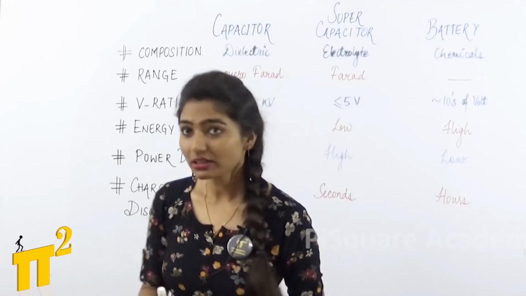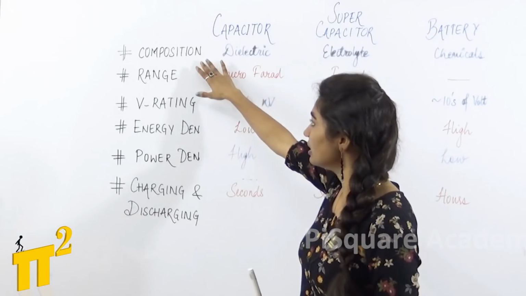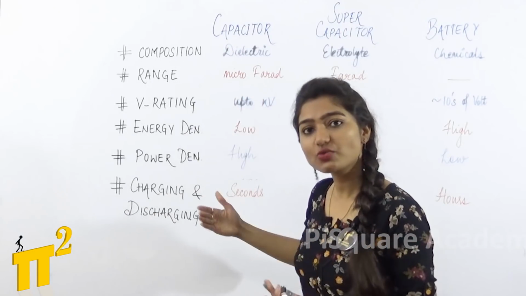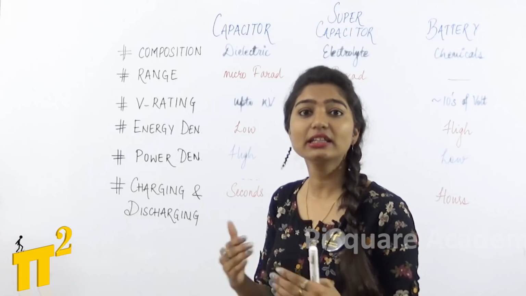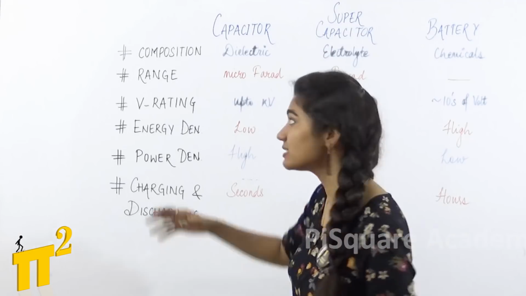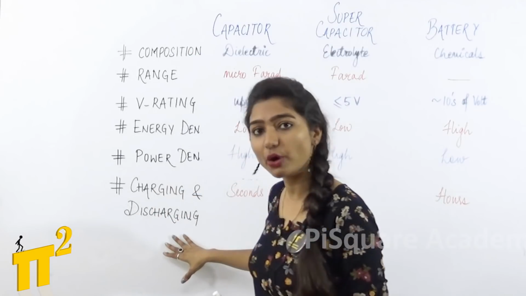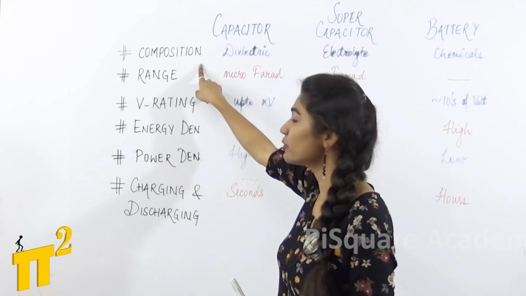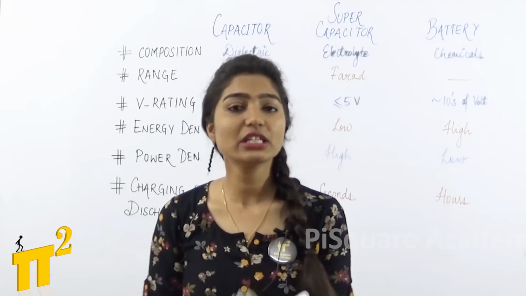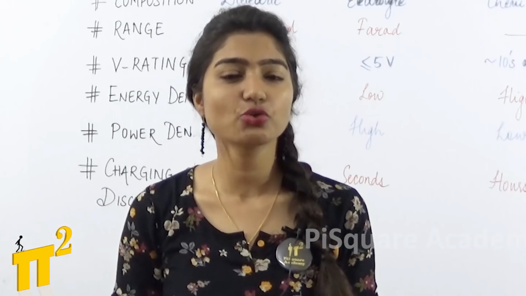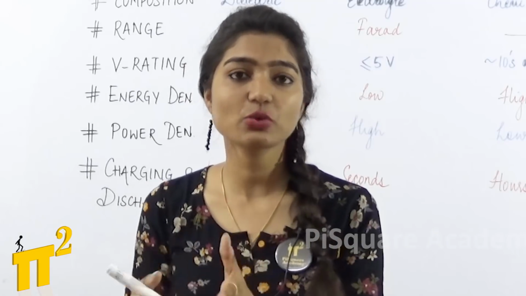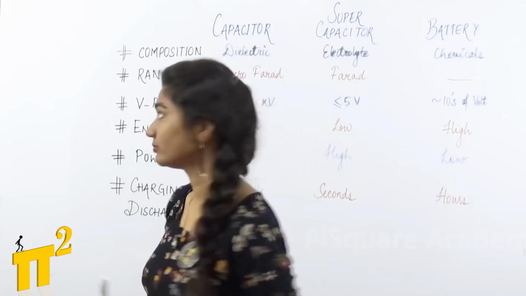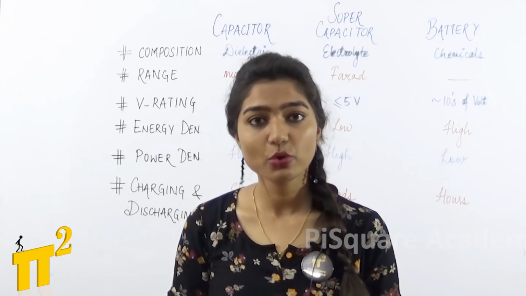To start with, I have listed down 6 major points on which we will be describing the entire analysis, or basically we will be understanding the major differences and similarities based on 6 different points. The first one being the composition. The composition of these components is very crucial, because only then you will be able to understand how they distinguish from each other. So now let's start with the composition.